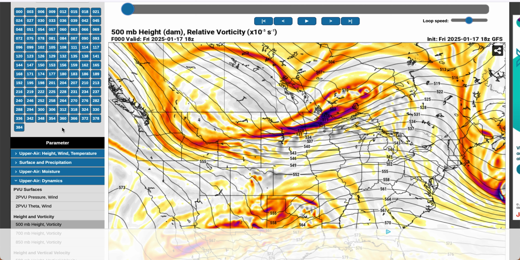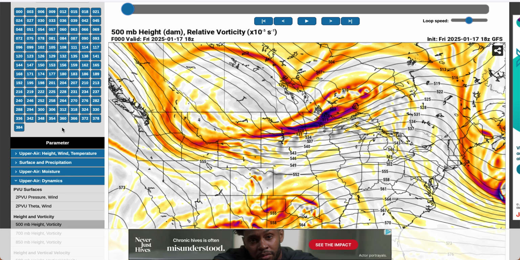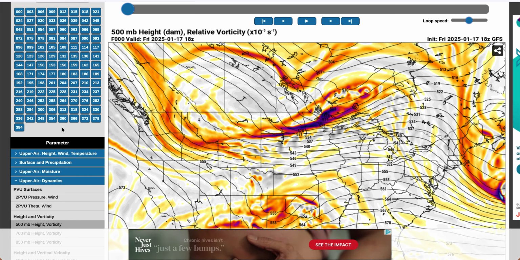Alright guys, so basically we're going to have a snowstorm this Sunday, which is January 19th, and this will be mainly in the evening hours in the northeast. So let's get into it.